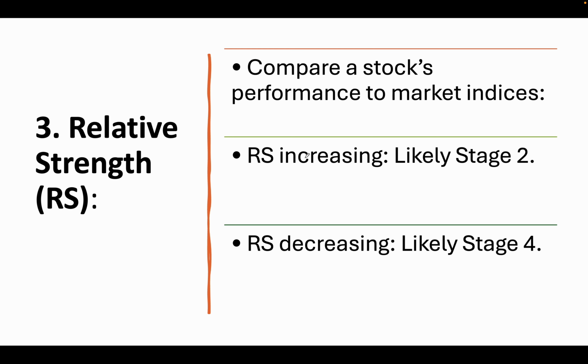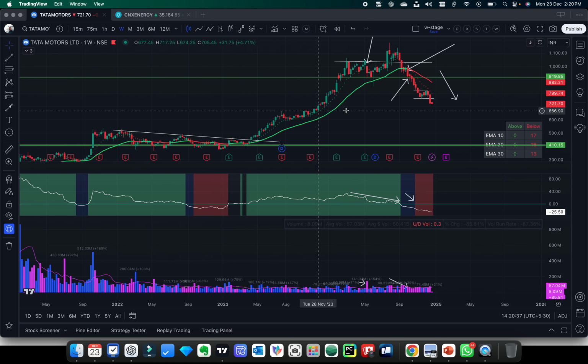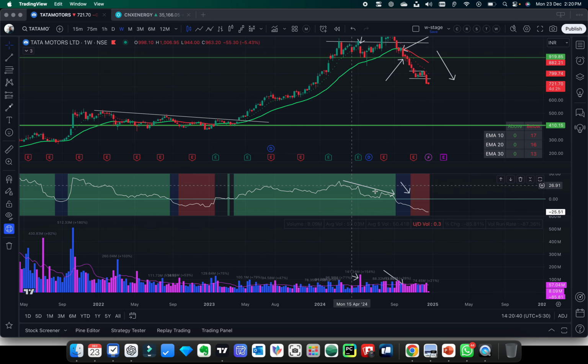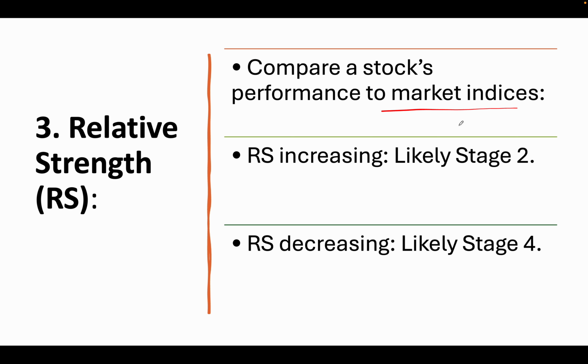Next, how can you use relative strength? So in relative strength, we compare the stock's price with the market indices. As we have seen here, we are comparing Tata Motor with respect to Nifty 500 for the 50 period of time. So if it is outperforming, then this area is green and it is on the top, and if it is underperforming, it is down. So with the help of moving average, volume and relative strength, you can confirm these stages.